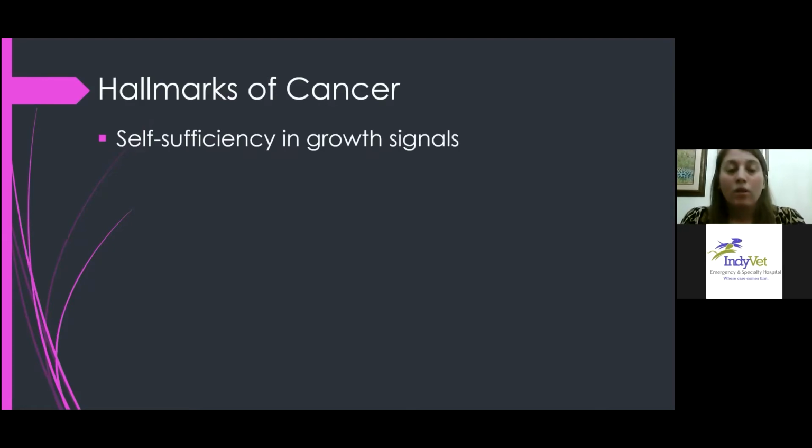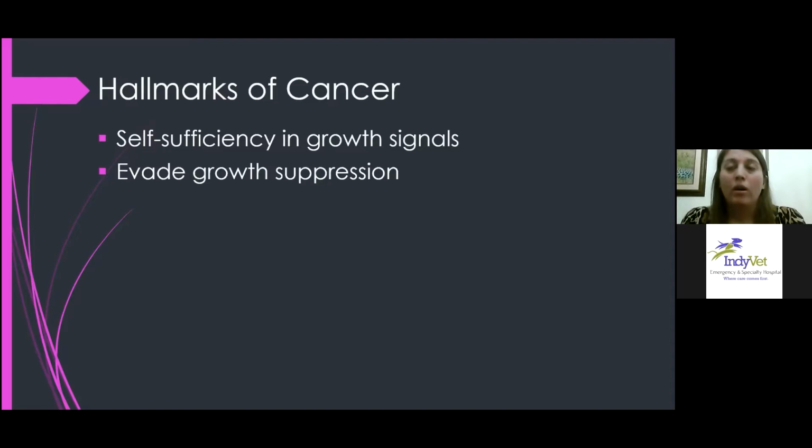One of the most important hallmarks of cancer is that it has to be self-sufficient. Cells divide and grow based on external signals from the body, and growth stops once those signals decrease. Cancer cells develop mutations so that they can grow and proliferate without that initiating signal, and they don't stop growing when the signal decreases.